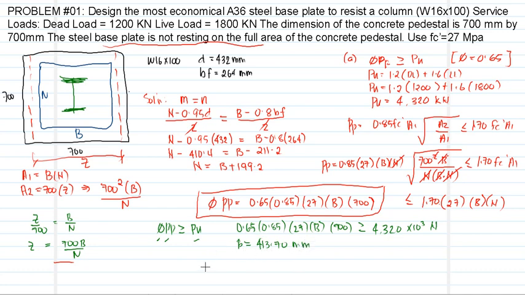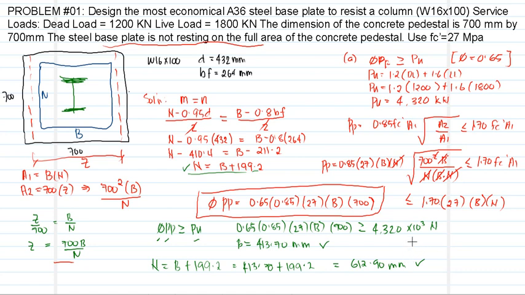What will now be our dimension of N? Let's go back to this equation. So, our N is equal to B plus 199.2. So, the value of our N is 413.70 plus 199.2. That is equal to 612.90 mm. So, we now have the value of B and the value of N.